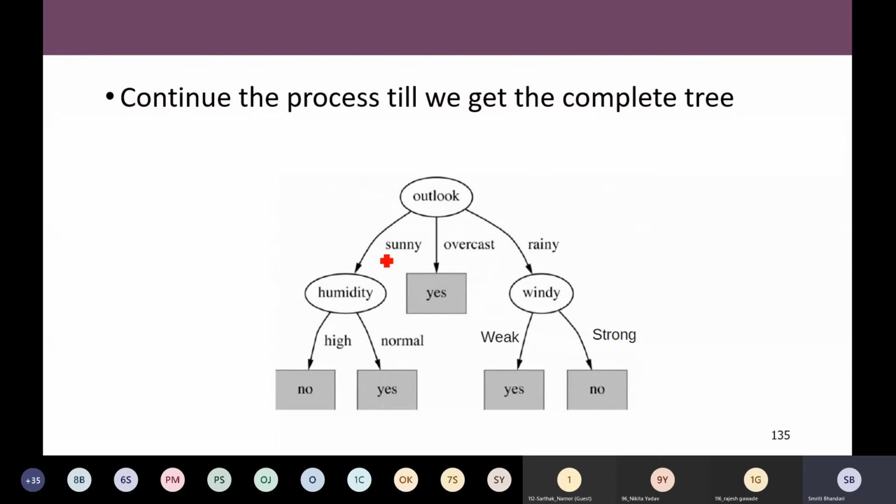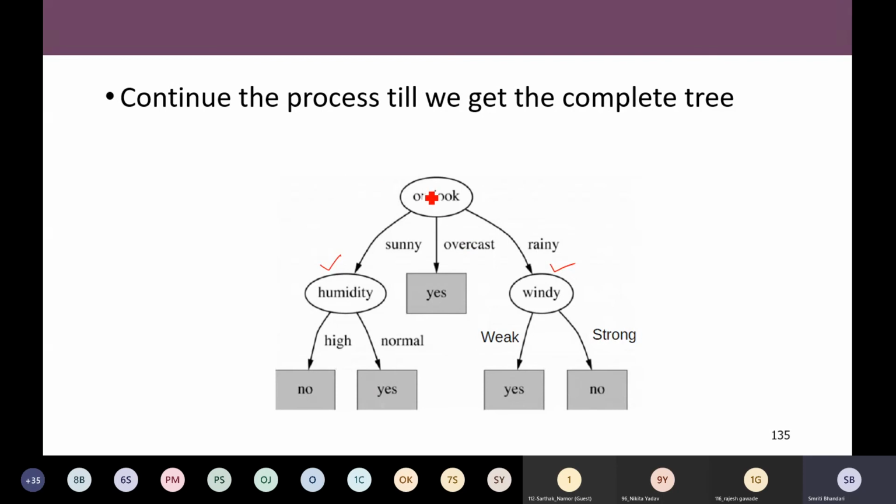But for sunny and rainy, we are having a mix of labels, a mix of data belonging to both the classes. And that is why we need to iterate for finding out this decision node and this decision node. We need to apply the same algorithm, and ultimately we reach these leaves wherein it is possible for us to identify the class of the sample.